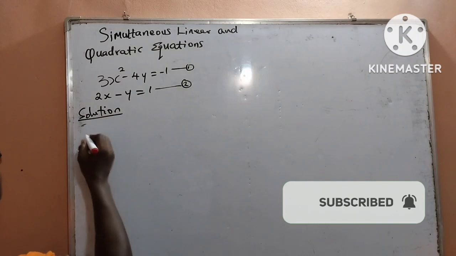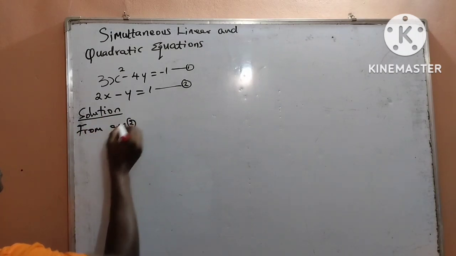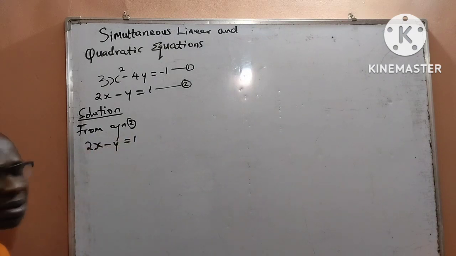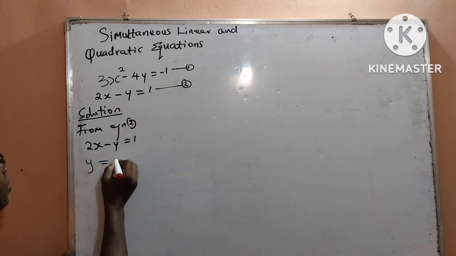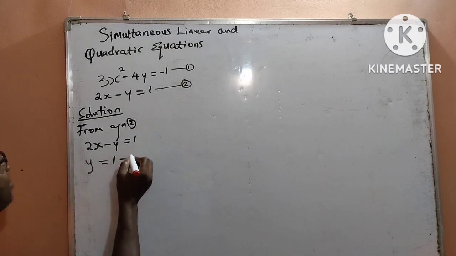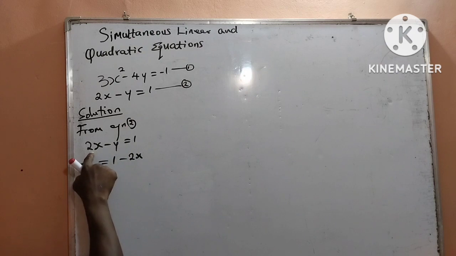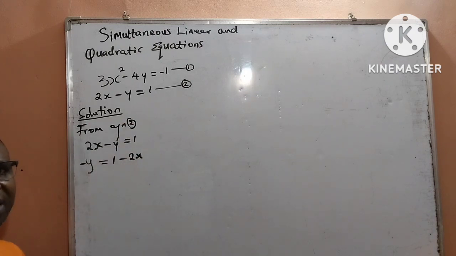Alright, diving in from equation 2. I am given 2x minus y equal to 1. I want to make y the subject of the formula, I want to make y stand alone. Therefore, minus y is equal to 1, moving 2x to the right hand side will give me negative 2x.